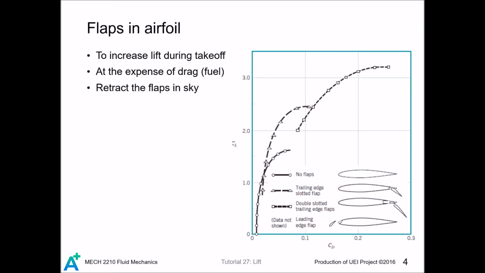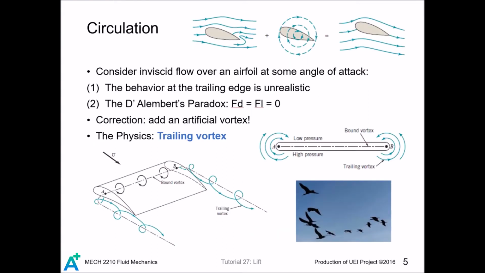Looking at an airplane, the takeoff usually needs really large lift since it has to carry many passengers up to the sky. A technique to increase the lift is to add flaps in the airfoil. But the cost is that the drag is also increased, so that it requires more fuel to overcome the resistance force. So a trick is to have the flaps open during the takeoff and retract the flaps in the sky. Another thing about lift is circulation.